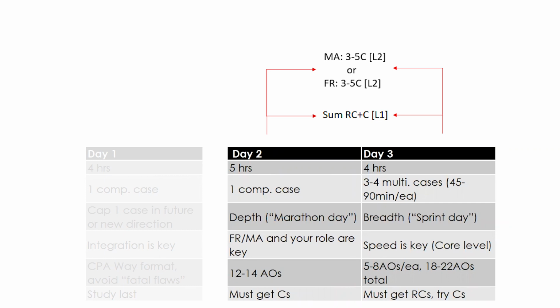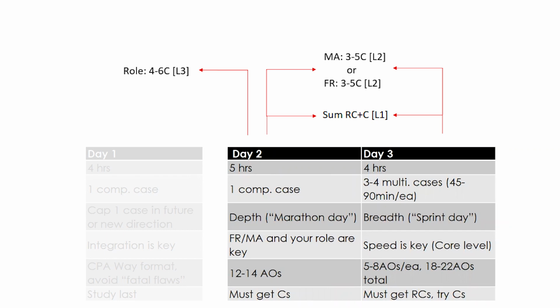This level checks how good you are in FR or MA because those are the core competencies in the CPA program. The goal is to get 3 to 5 C's in FR or MA. This number changes every year depending on how well everybody did, but generally this is a good guideline. Even though both days 2 and 3 count towards level 2, it's a good strategy to do really good in FR or MA in day 2 because day 3 is so time crunched, you won't get the same chance to get C's.